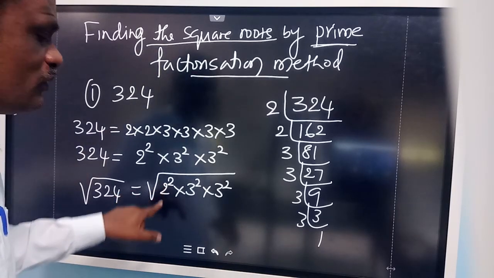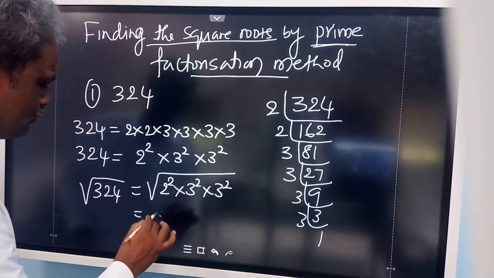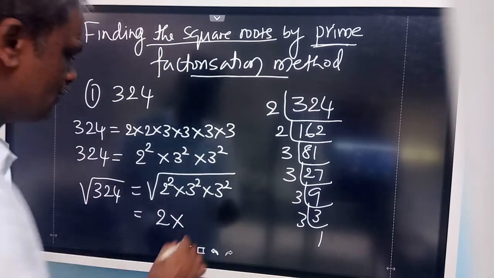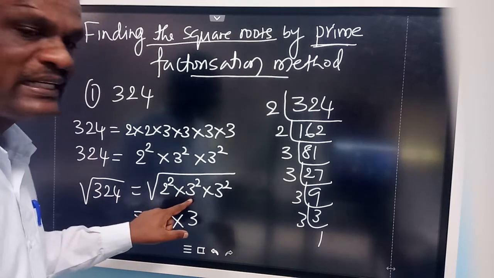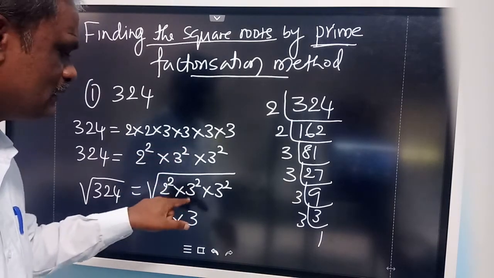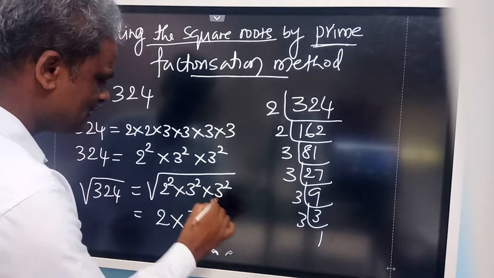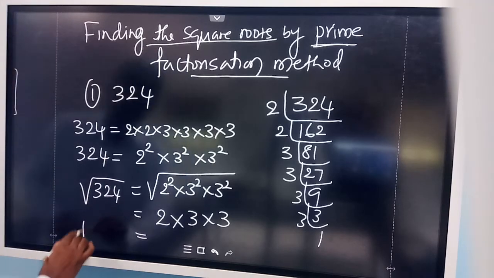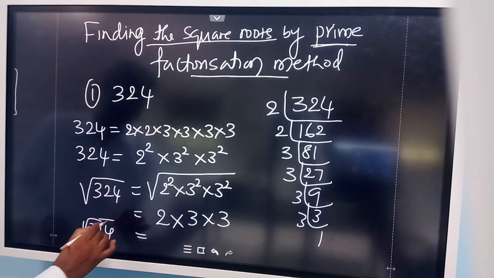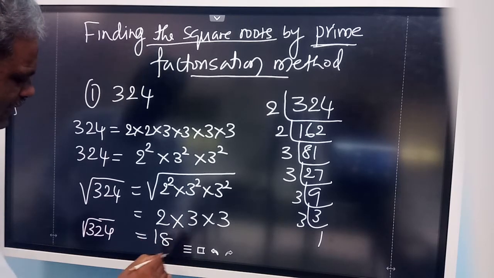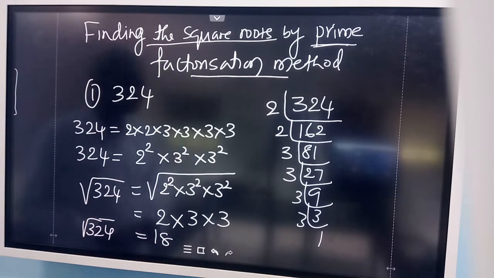What is the square root of 2 square? It is 2. What is the square root of 3 square? It is 3. Again the square root is 3. So the square root of 324: multiply these, 2 threes are 6, 6 threes are 18. So 18 is the square root of 324.